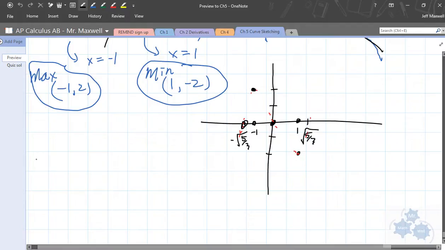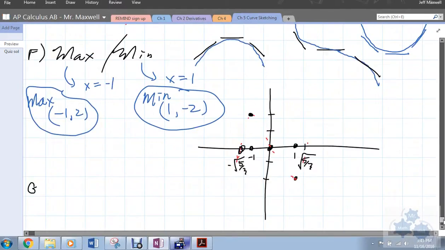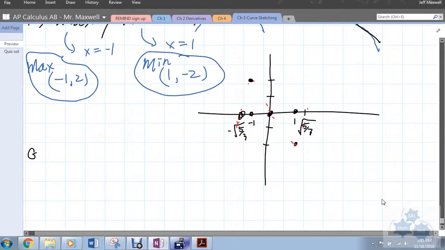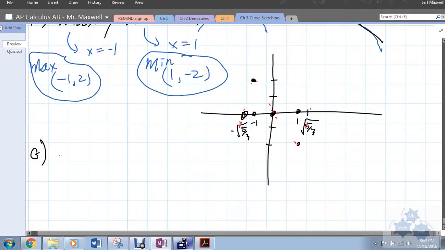So that leads us to the next section here. Oh, wait, did we do F? Did I jump ahead? Yeah, max min. All right, so G is concavity.